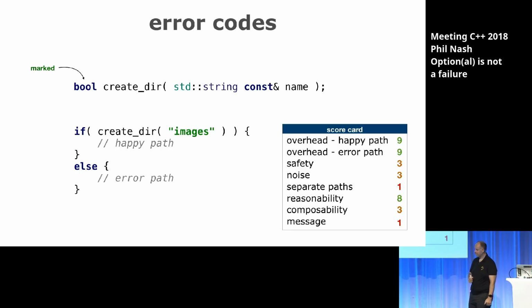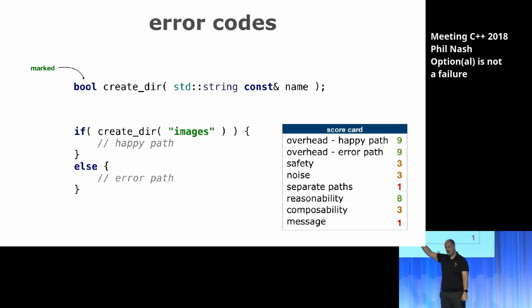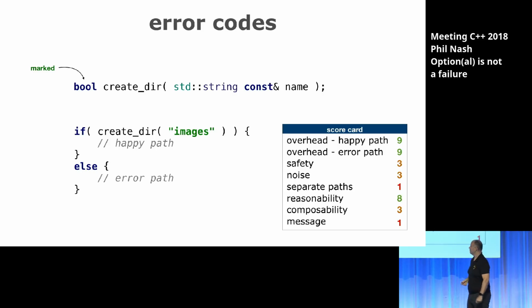That's pretty bad. It's pretty noisy because we're just using normal control flow. Error and happy path are mixed together. It's not quite so obvious in this simple example, but the more nesting you get, the more complex that gets. There's no separation of paths, as we said. So that's the lowest possible score. Composability suffers because we're using the return channel for the errors. So we can't use that to return values that we're going to compose with other functions. That gets in the way.